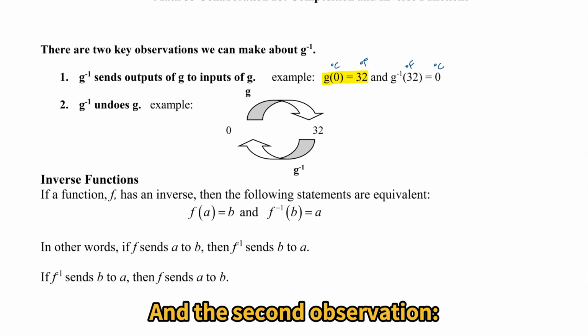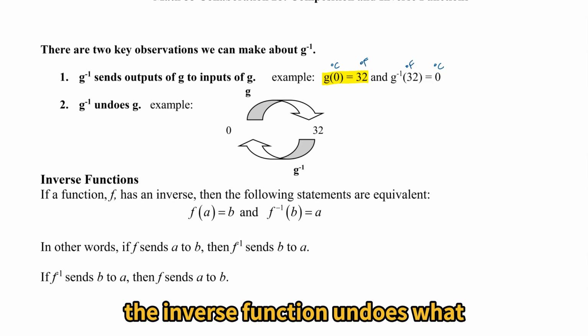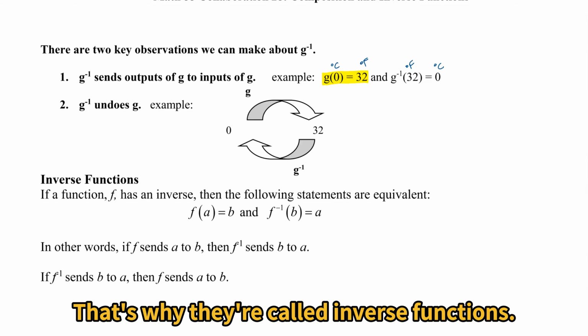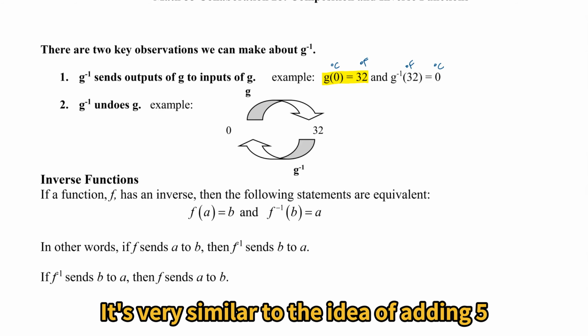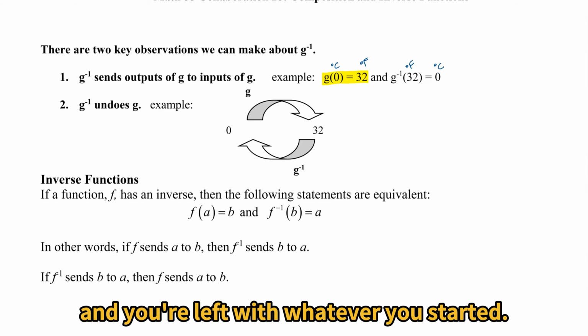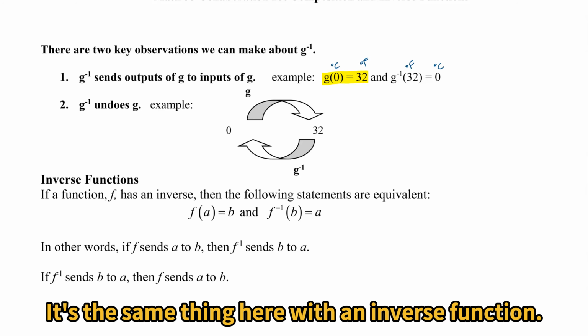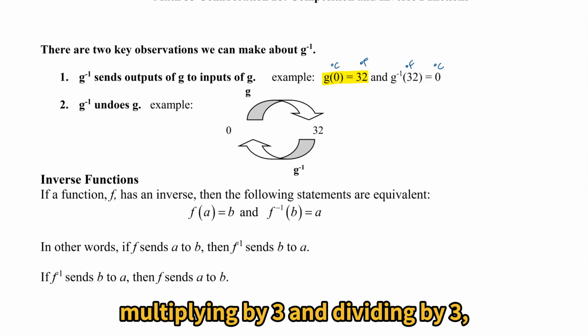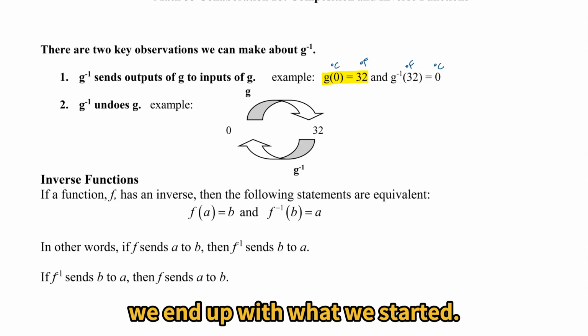And the second observation, the inverse function undoes what the original function did. That's why they're called inverse functions. It's very similar to the idea of adding 5 and subtracting 5 cancel each other out, and you're left with whatever you started. That's the same thing here with an inverse function. Also with multiplication and division, multiplying by 3 and dividing by 3, we end up with what we started.